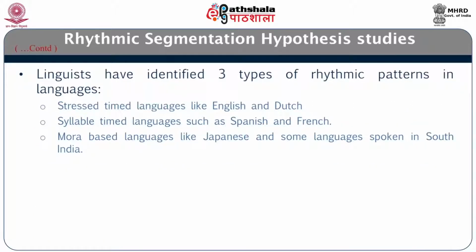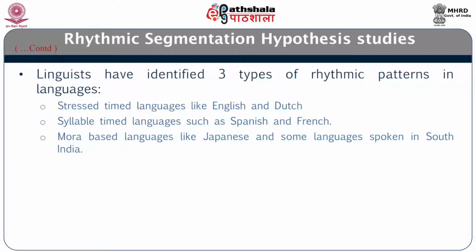Linguists have identified three distinct types of rhythmic patterns in languages. One is what they call stress-timed languages, like English and Dutch, where the main rhythmic pattern is maintaining the time taken between two stressed syllables in a sentence. Then there are syllable-timed languages like Spanish and French, where the time taken is not to do with stress, but with how much time you take to say the syllables, and it's almost the same. Every syllable takes the same amount of time to say.